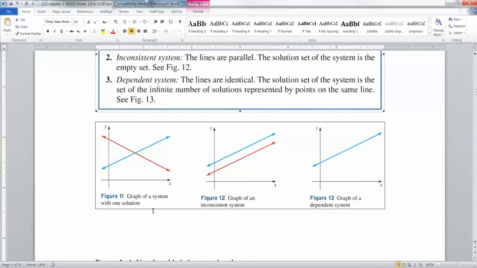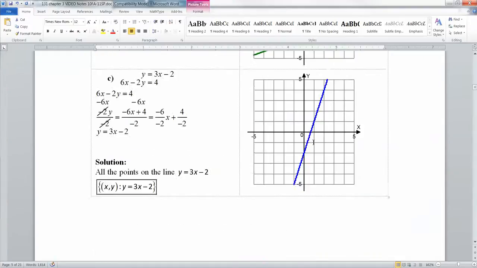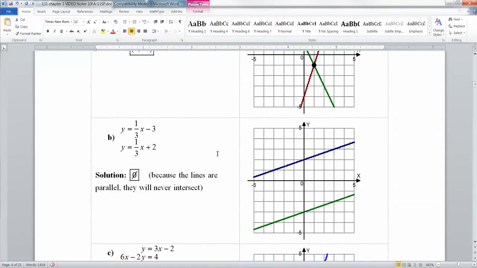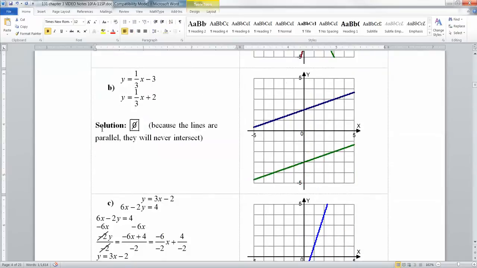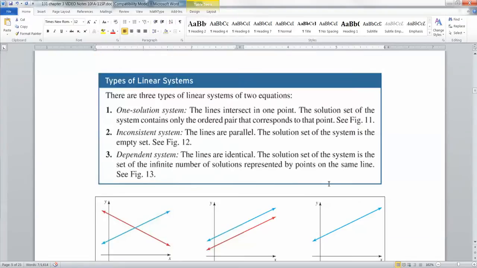That's this one. Or it could be inconsistent. That's this one, where they never meet. The lines were parallel, they never met. That's an inconsistent system. Or a dependent system. The lines are identical. One is lying on top of the other, so every point on that line is a solution. Those are the three types of linear systems you can have. So when you're answering a question for linear systems, you're either going to have a point, like this, no solution because they were parallel, or all the points on the line are a solution, because they were dependent.